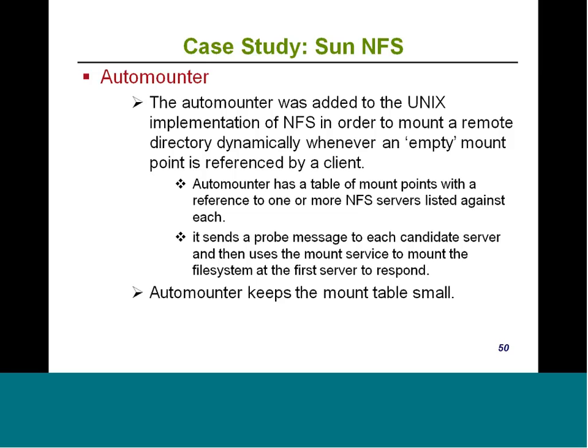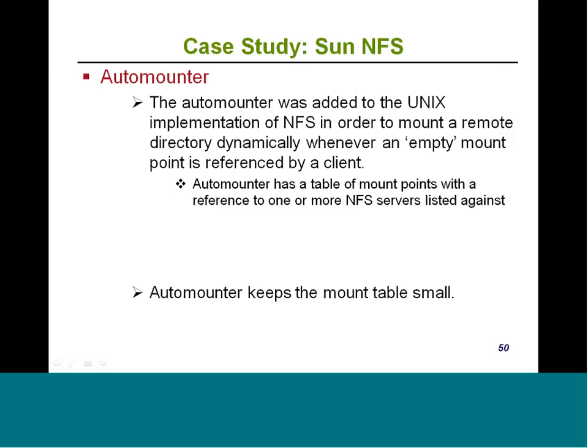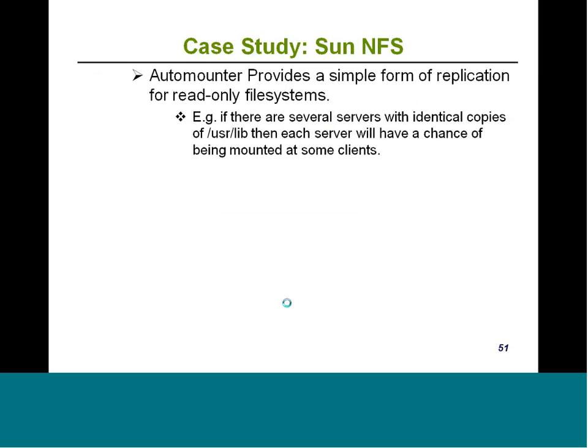Again, the auto mounter has a table of mount points with references to one or more NFS servers listed against each. It first sends a probe message to each candidate server to see whether the particular mount point is still available. Then it uses the mount point to mount the file systems and serve accordingly. Usually the auto mounter keeps the mount table very small. This also provides a form of replication for read-only files.